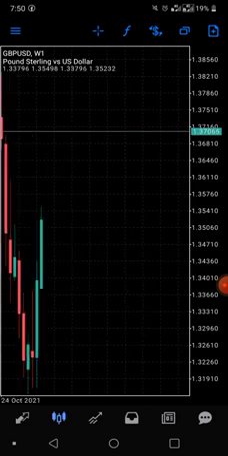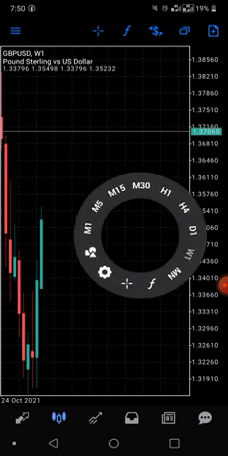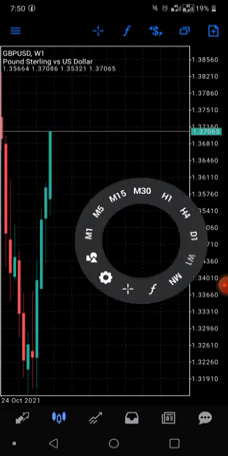In the chart, when I touch the middle, something comes out that is round like that. If you look at it, you see M1, M5, M15, M30, H1, H4, D1, W1, MN. So M1 stands for 1 minute, M5 stands for 5 minutes, M15 stands for 15 minutes, M30 stands for 30 minutes, H1 stands for 1 hour, H4 stands for 4 hours, D1 stands for 1 day, W1 stands for 1 week, and MN stands for the month.